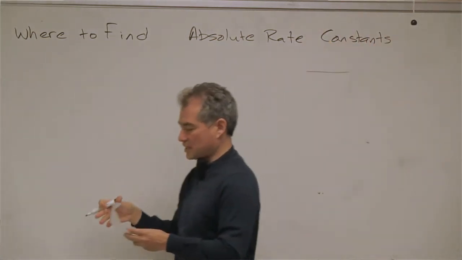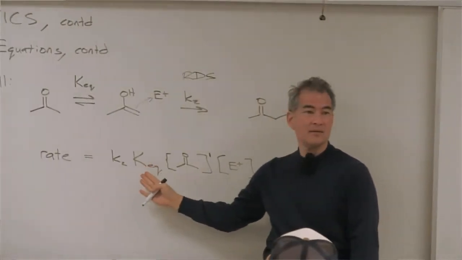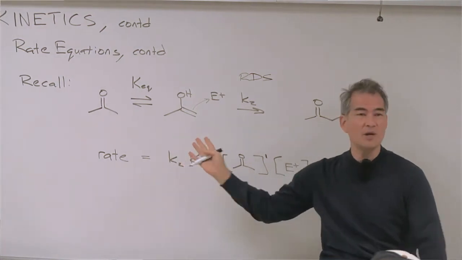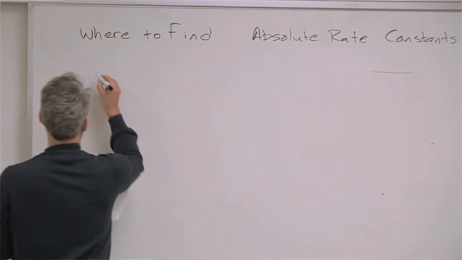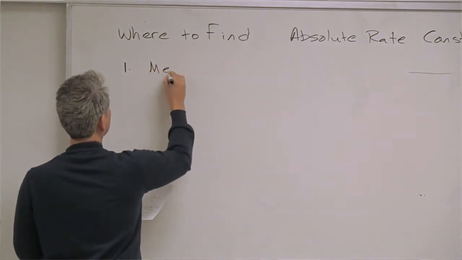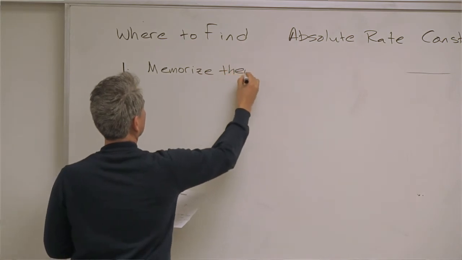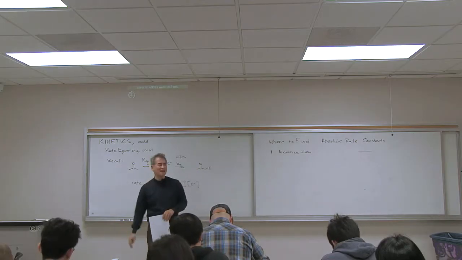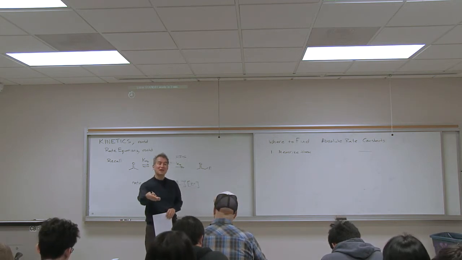If you're trying to put together some sort of a kinetic picture, maybe you know the equilibrium constant. And so if you could just figure out this one value here, you could predict ahead of time the rate of your reaction. And so where would you find stuff like that? Here's one place. Memorize them. Now, that doesn't sound like very practical advice. I haven't memorized very many absolute rate constants. But there's a few that I know.